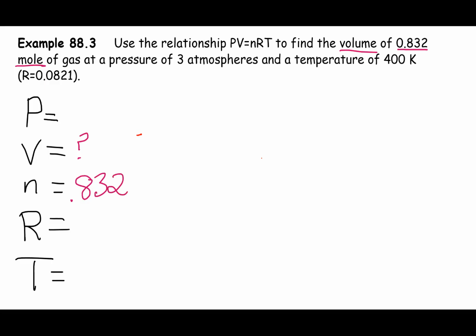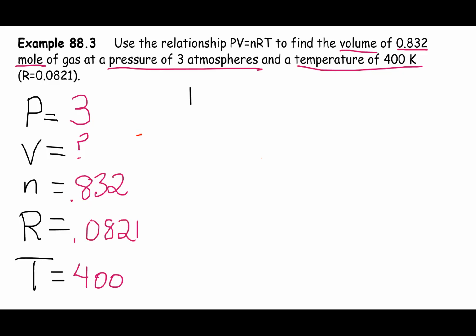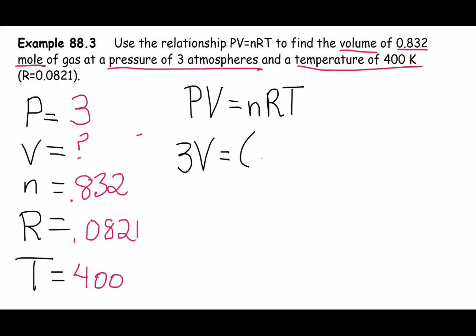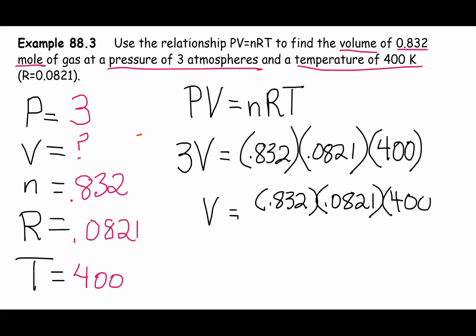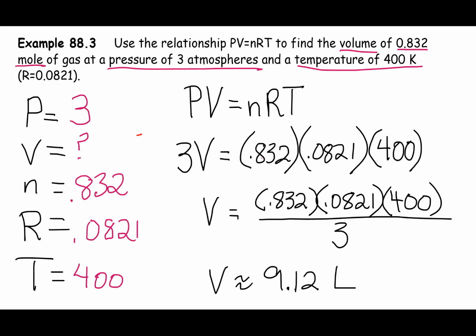So we'll put that there. And we have a pressure of 3 atmospheres. That goes in for P. And a temperature of 400 Kelvin. That goes there. And R is 0.0821, so we just put that in. PV equals nRT. Plug everything in where it goes. 3V is equal to 0.832 times 0.0821 times 400. We multiply all that out and divide by 3. We are going to get that V is about 9.12 liters. So that's all you have to do with that gas law.